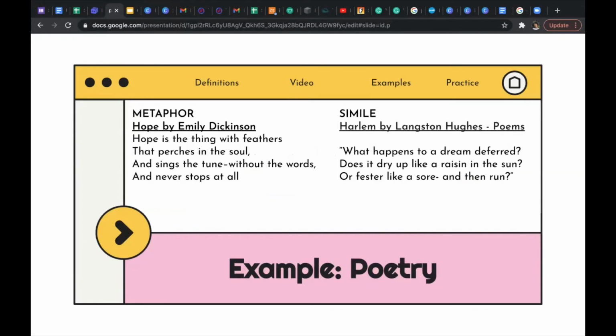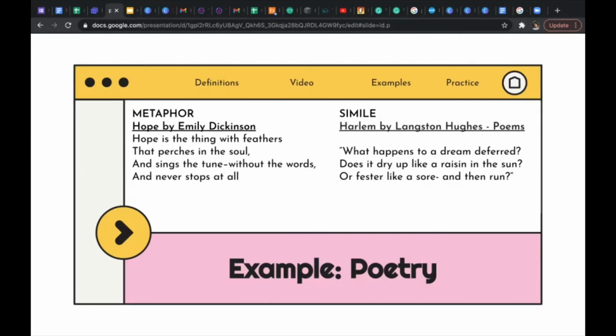So now for poetry. For a metaphor, we have Hope by Emily Dickinson. I'll give you guys a second to read this excerpt from the passage by yourself, and then we'll go over the metaphor. Okay, so this says, hope is the thing with feathers that perches in the soul and sings the tune without the words and never stops at all.